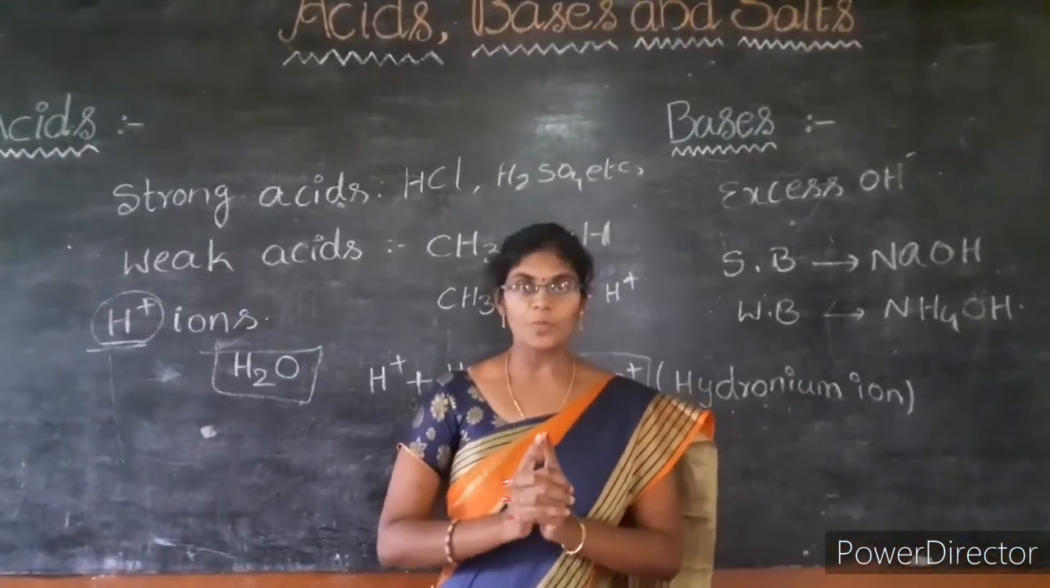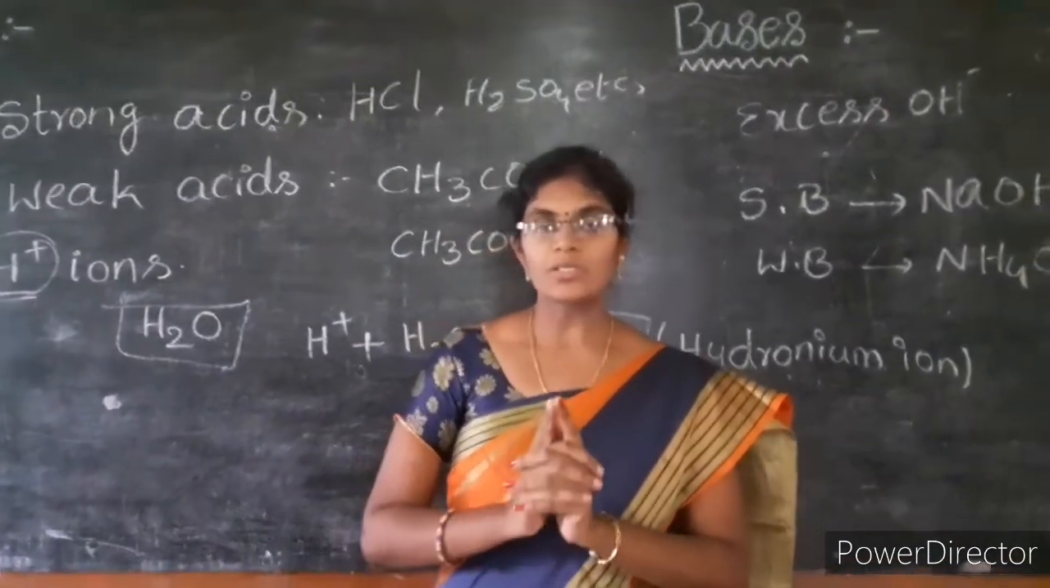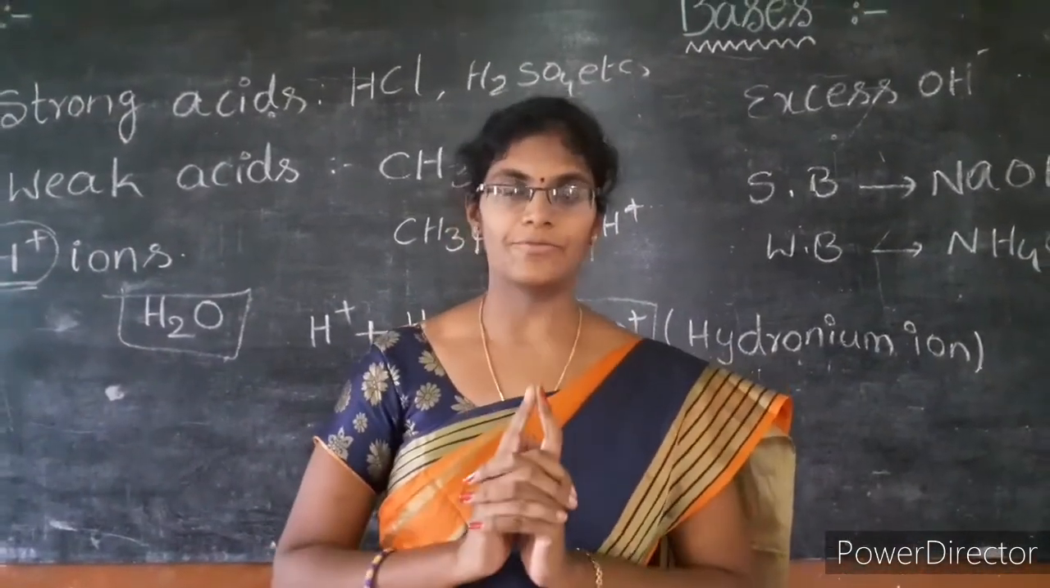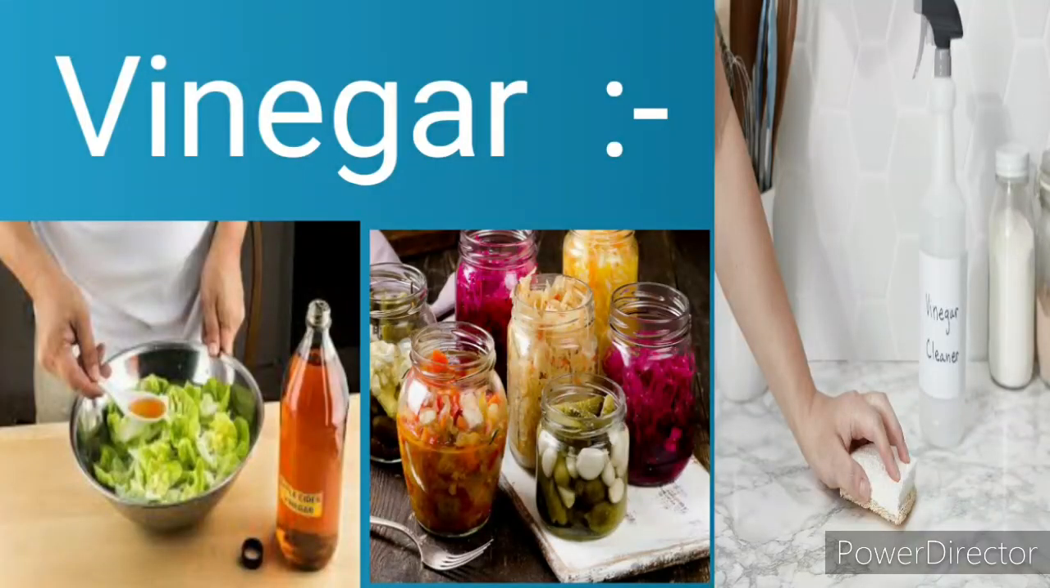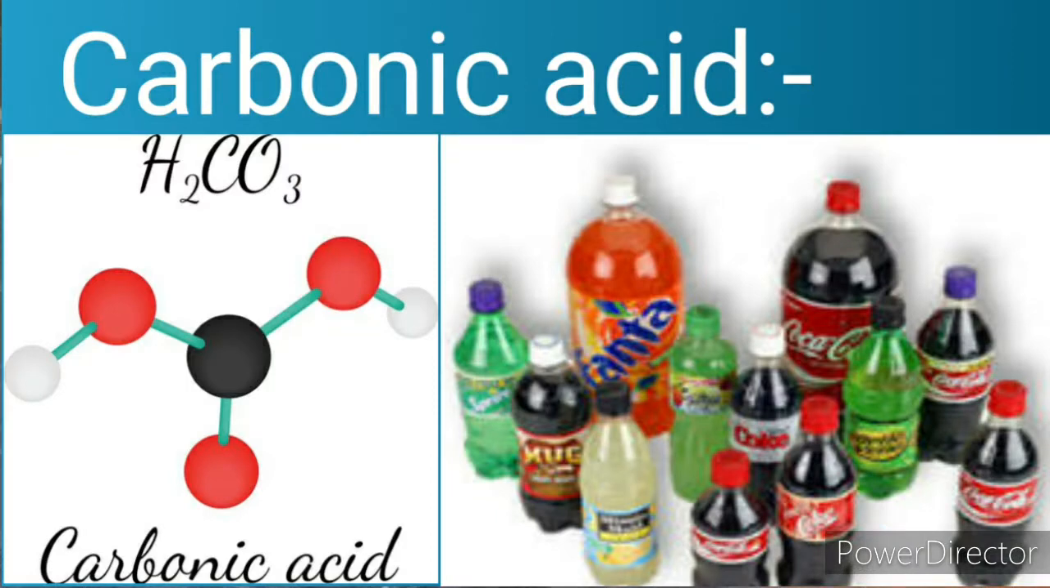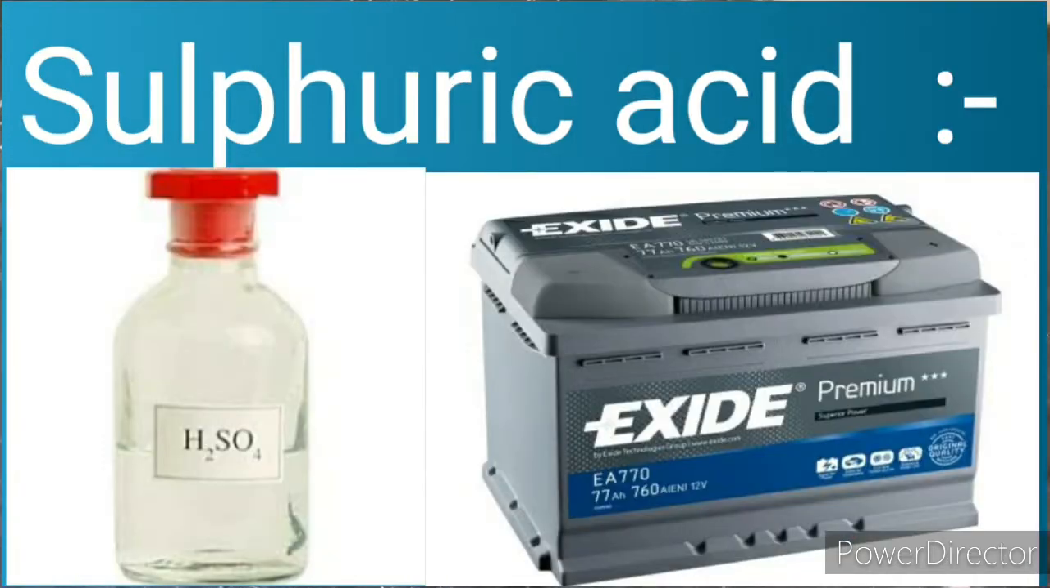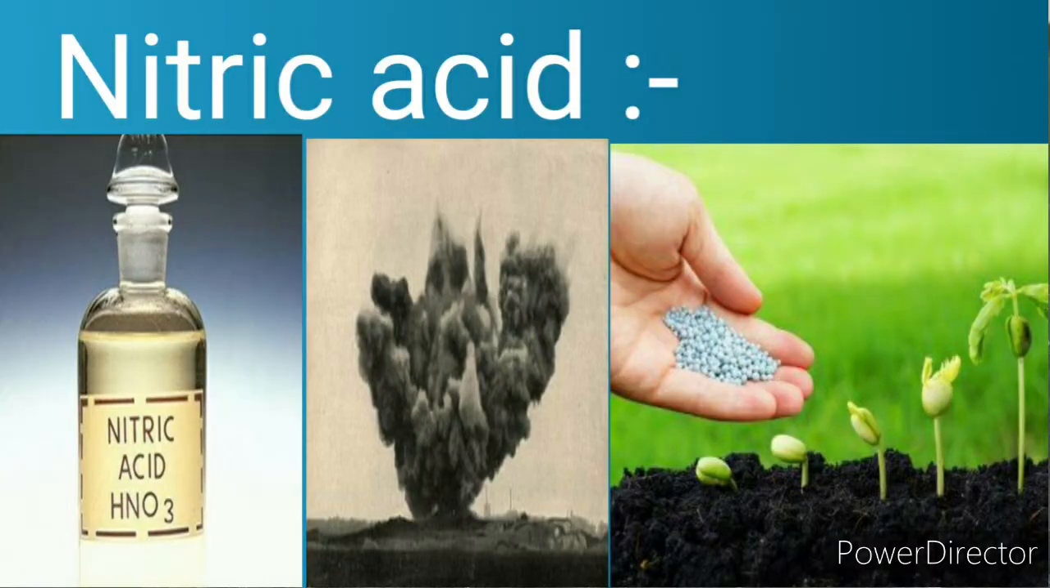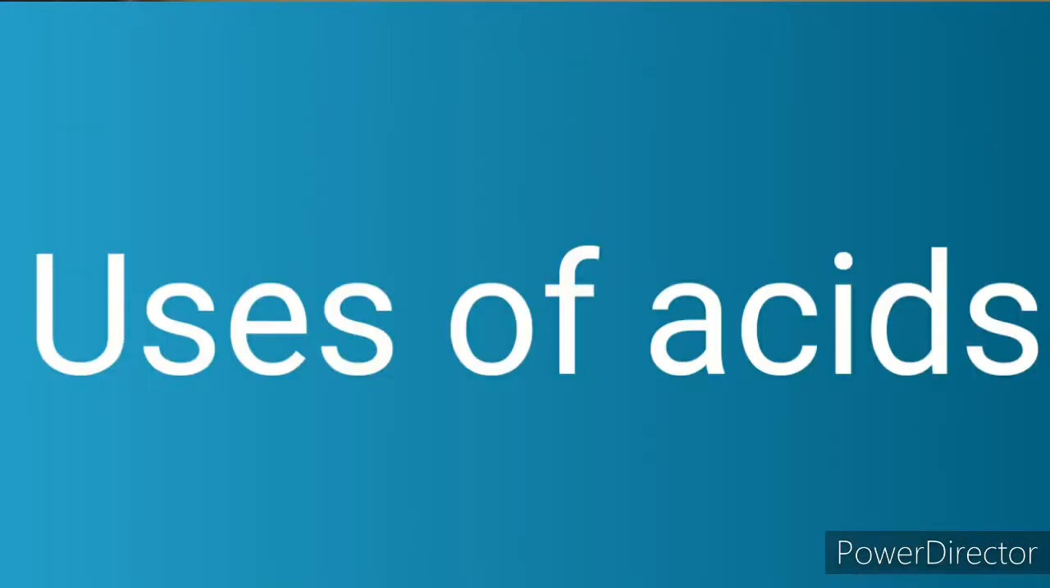Next I am going to explain the uses of acids and bases in our daily life. If you consider acids, vinegar is used in cooking, preserving food and in cleaning. Carbonic acid, H2CO3, is used in soft drinks as a preservative. Sulfuric acid is used in car batteries. Nitric acid, HNO3, is used in explosives and in the making of fertilizers. These are some of the uses of acids.